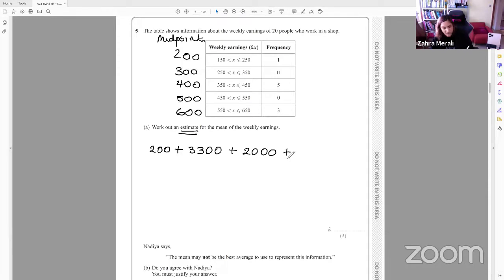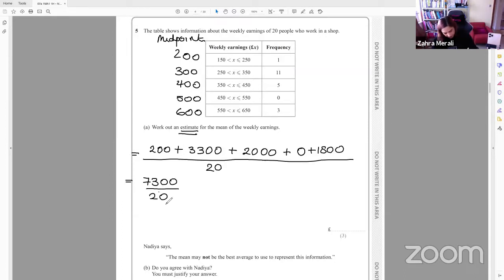500 times 0, which is just 0, so I'm going to write it only because when you'd be doing your checking at the end, you could tick off that you'd done every single one of them if you had time. 600 times 3, 6 times 3 is 18, and our 2 zeros, and that's all over the total people, which is 20. So when I add those all up, I get 7,300 over 20. I can cancel my zeros out, so I've got 730 over 2.